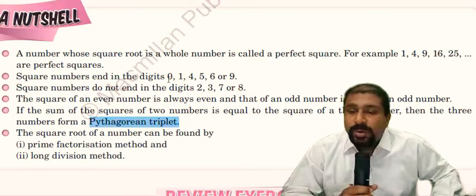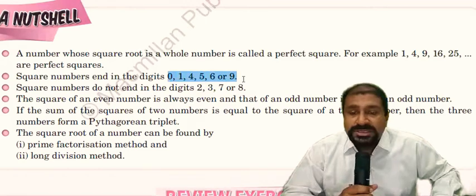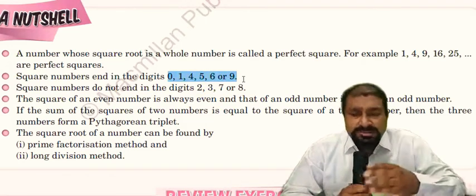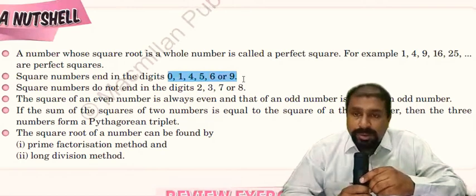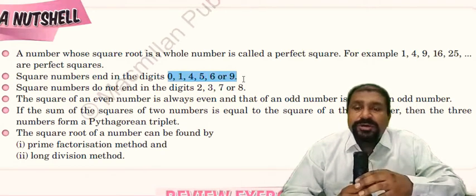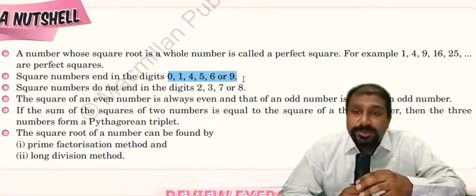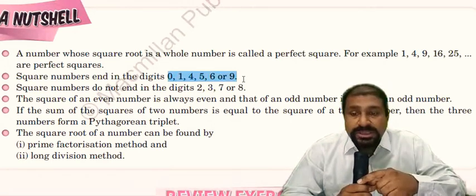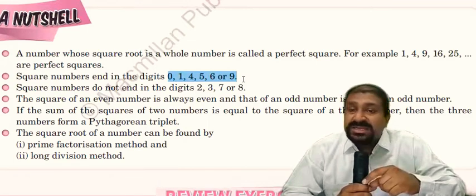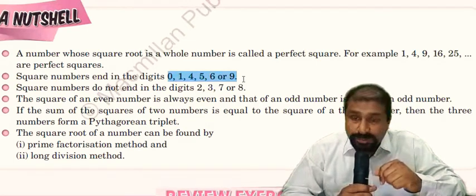A square number always ends with the digits 0, 1, 4, 5, 6 or 9. So this is the case required when they are asking whether a particular number is a square number or not. The first way of judging whether it is a perfect square or not is by this method. You will find that these digits always exist in the case of perfect square numbers.